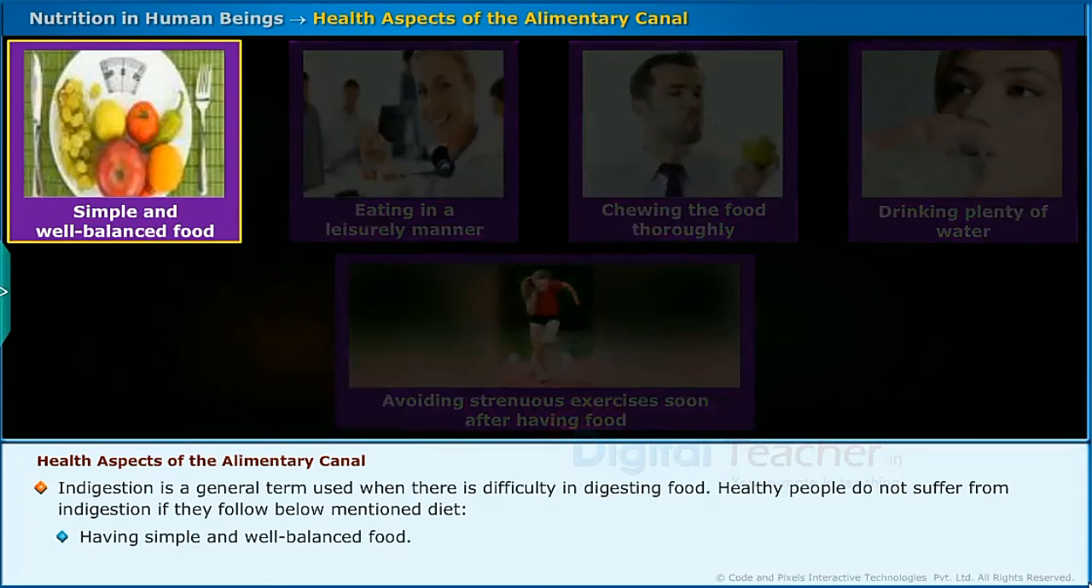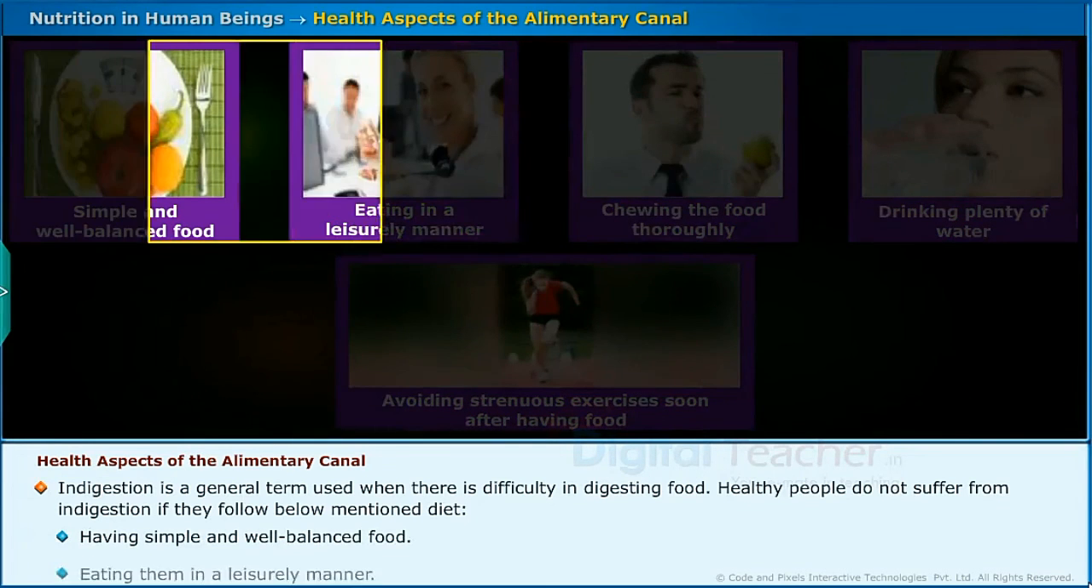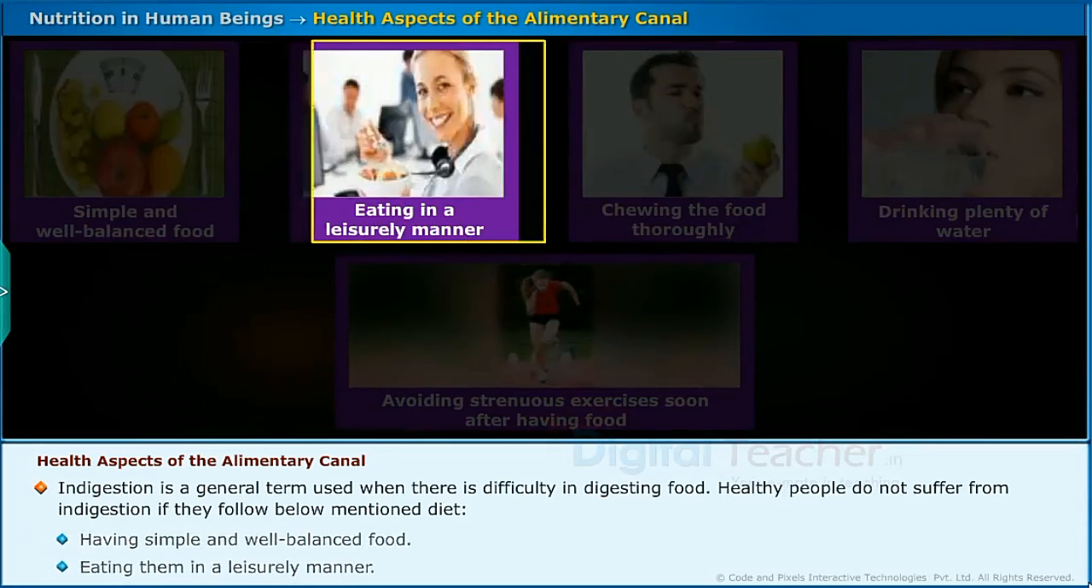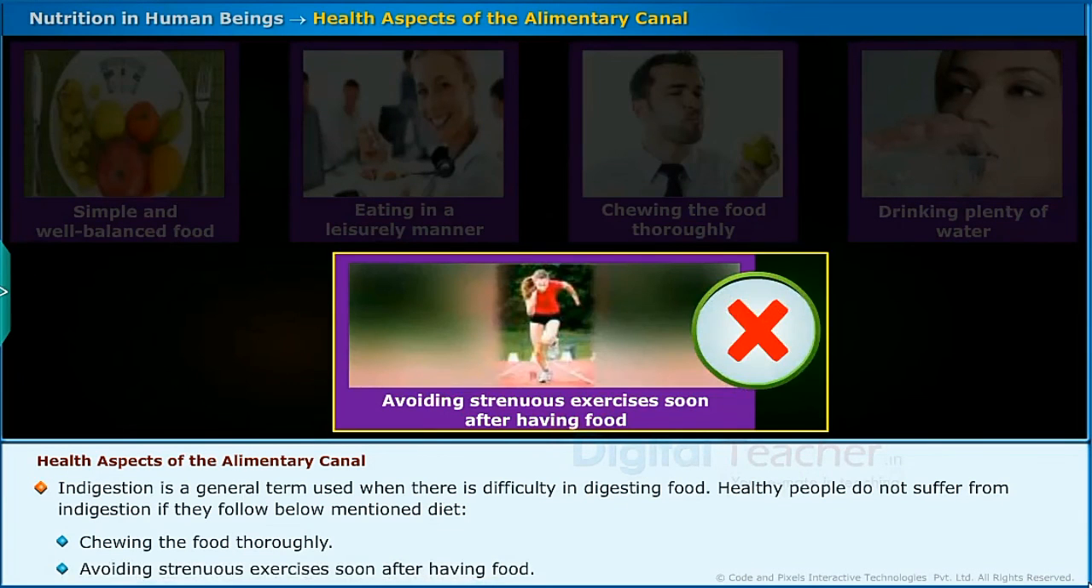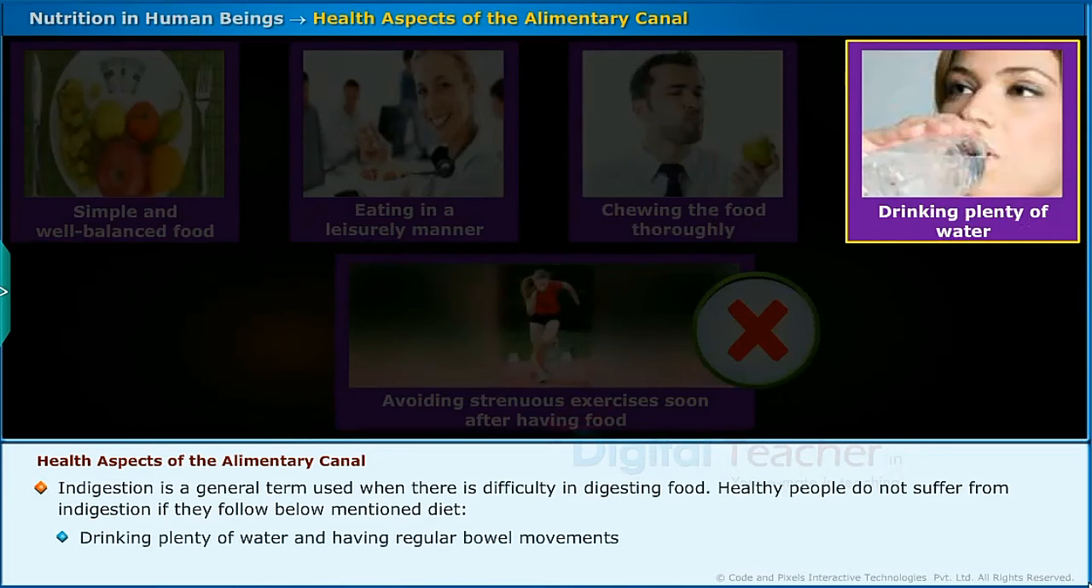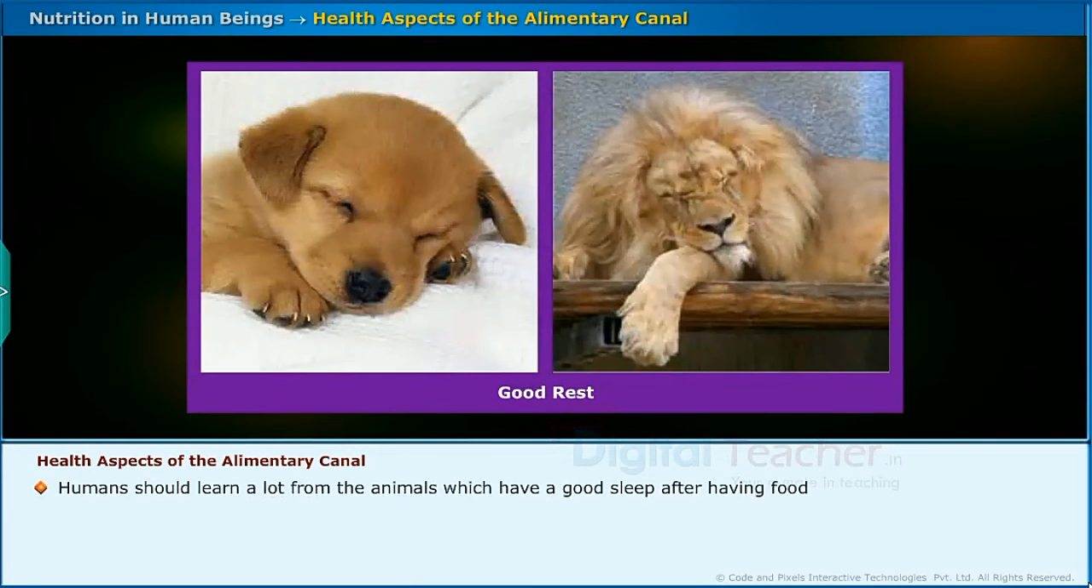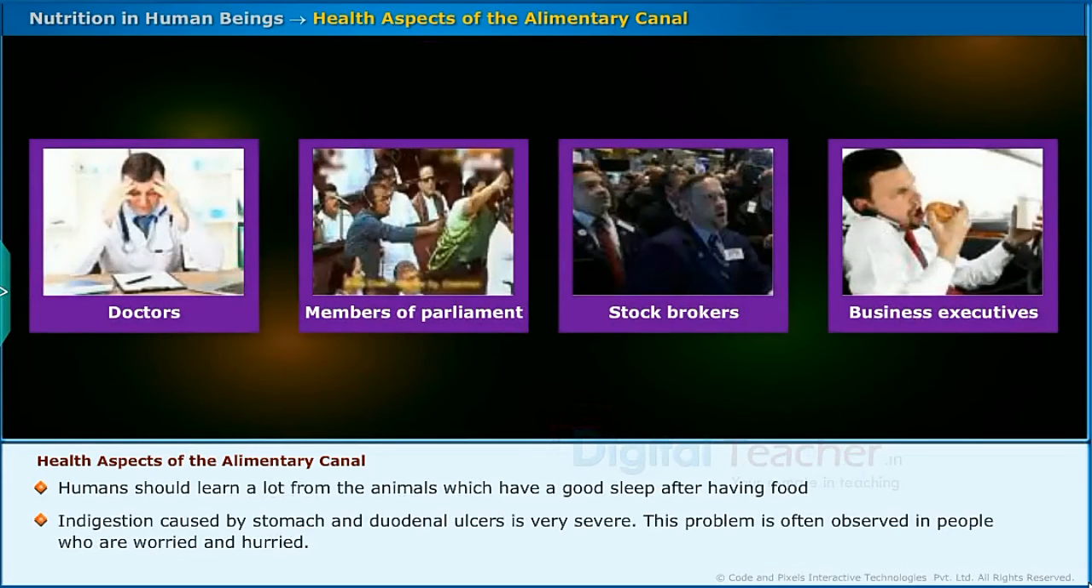Having simple and well-balanced food, eating them in a leisurely manner, chewing the food thoroughly, avoiding strenuous exercises soon after having food, drinking plenty of water and having regular bowel movements. Humans should learn a lot from the animals which have a good sleep after having food. Indigestion caused by stomach and duodenal ulcers is very severe.